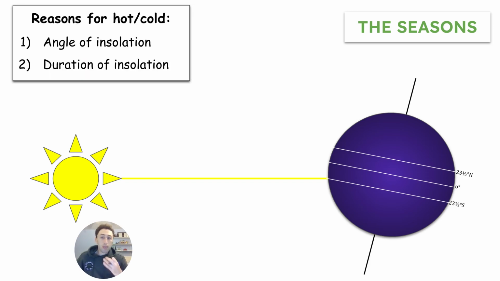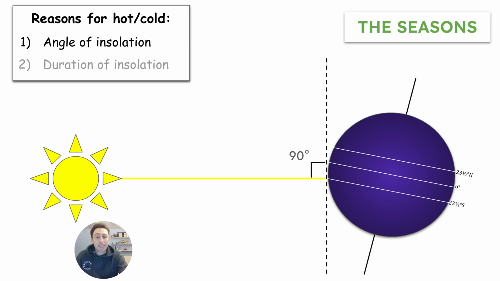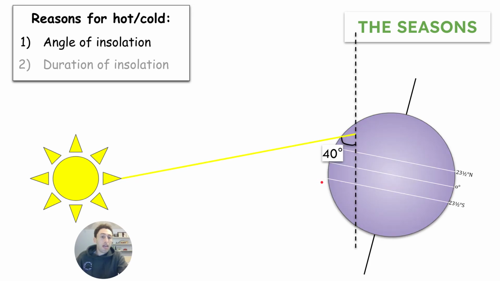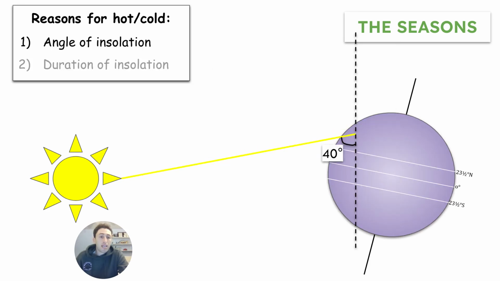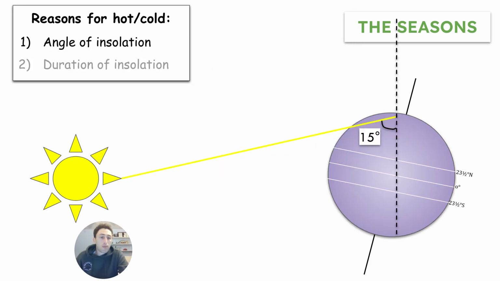So there are two main ways for a place to be hot or cold. The first way is the angle of insolation. If a place gets direct sun rays at a 90-degree angle, that is the most intense angle, and that is going to be the hottest place on Earth. If it's a lesser angle, like 40 degrees or 15 degrees, it won't be as hot. It will be much colder. That is called the angle of insolation. If you have direct sun rays, it's going to be hotter compared to a place, let's say, in the North or South Pole, which will get less direct sun rays.